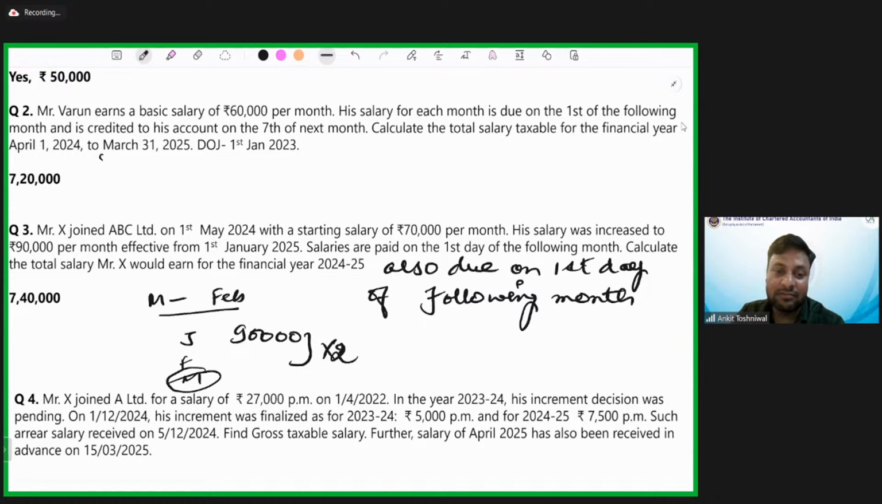I have written it. If due date is not given, we are assuming that it is due on the first day of the following month. Not common, no, not 7,20,000.